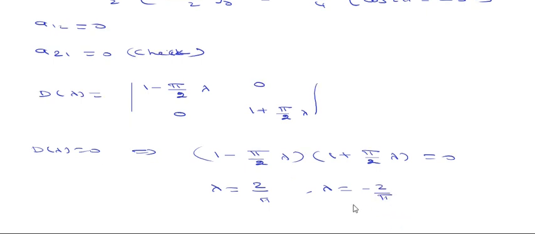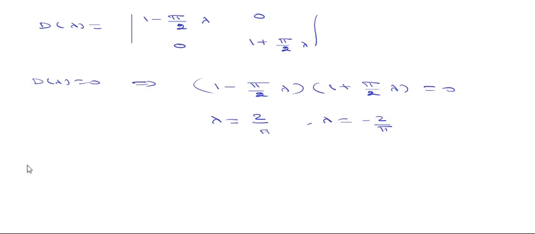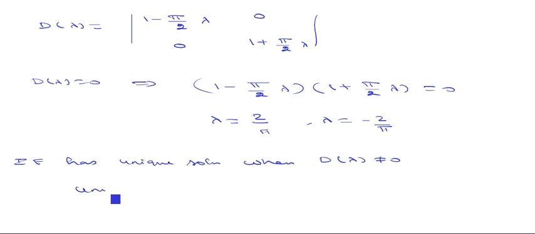These are called eigenvalues. Now this integral equation has a unique solution when this determinant is not equal to 0, that is, a unique solution when lambda is not equal to 2 by pi and lambda is not equal to minus 2 by pi.